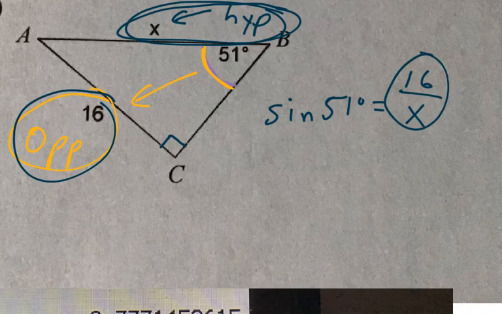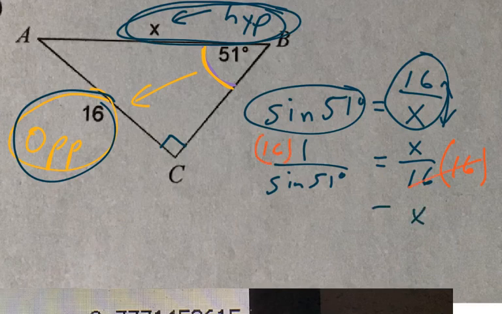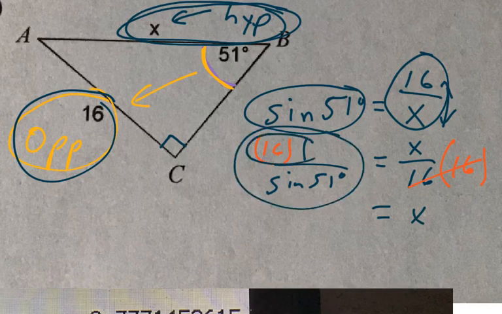See how this is upside down again. Now let me show you all the work involved. If I do the reciprocal here, I get x over 16. If I do the reciprocal here, I would get 1 over the sine of 51. Now, to solve, I would multiply both sides by 16. So as you can see, x would equal this, and 16 times 1 is 16. So you're going to end up dividing whenever it's backwards or upside down like this. So we're going to take 16 and divide by sine 51.